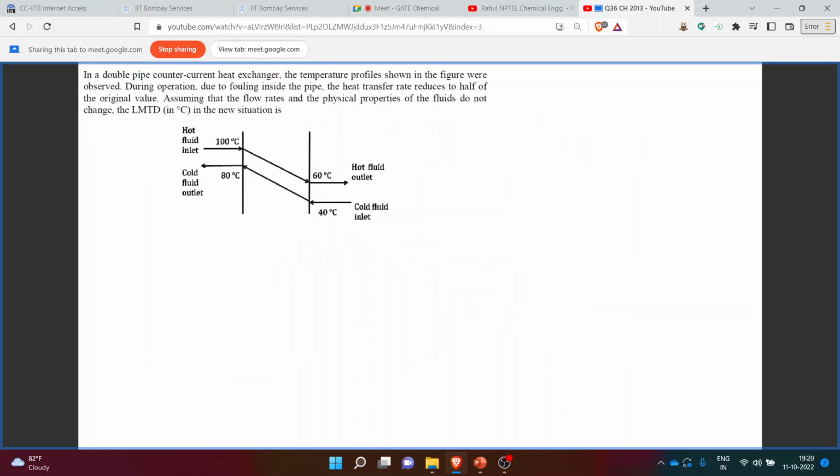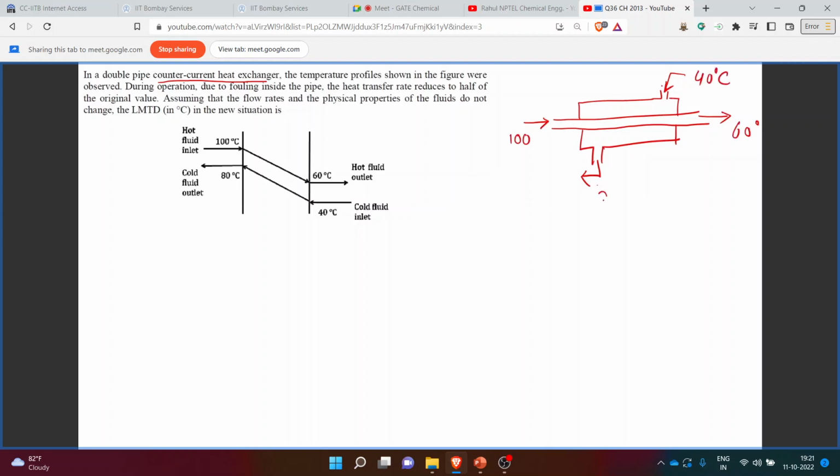So here we have been given a temperature profile corresponding to a counter current heat exchanger. Let's consider this as a double pipe heat exchanger. Tube side flow will enter in this direction and leave from this direction, and since we have counter current flow, the shell side fluid will enter from this direction and exit from this direction. Now we have been given the temperature profile corresponding to that. Let's say the hot fluid enters at 100 degrees Celsius and leaves at 60 degrees Celsius. The cold fluid will enter at 40 degrees Celsius and leave at 80 degrees Celsius.